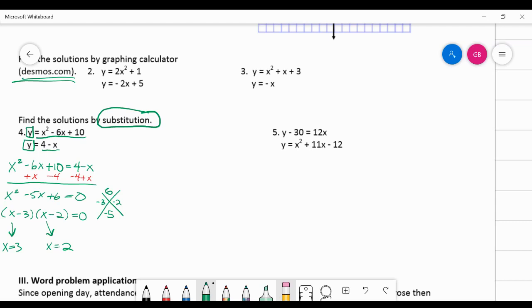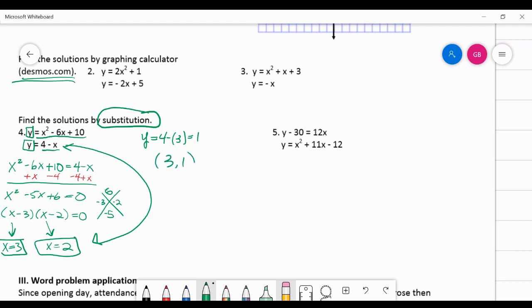You still need to find the y values. And you're going to do that by plugging them in to this first equation here. Okay? So if x is 3, then y is 1. So 3 comma 1 is one answer. And if x is 2, then y would be 2. So 2 comma 2 is the other answer. Okay, so here are your two solutions.